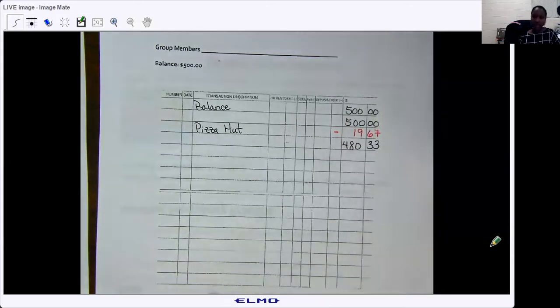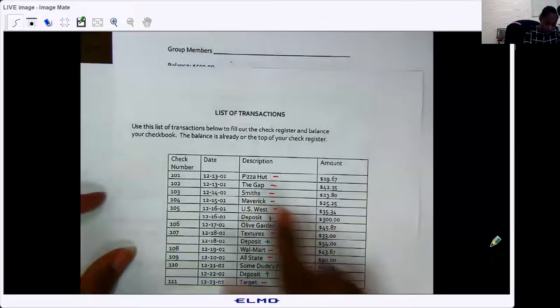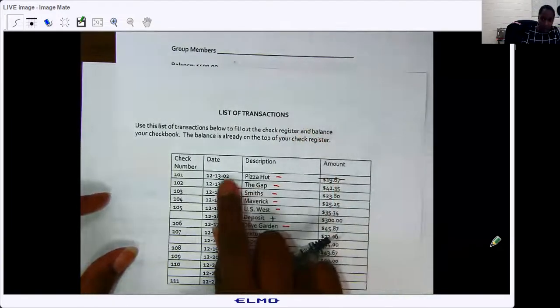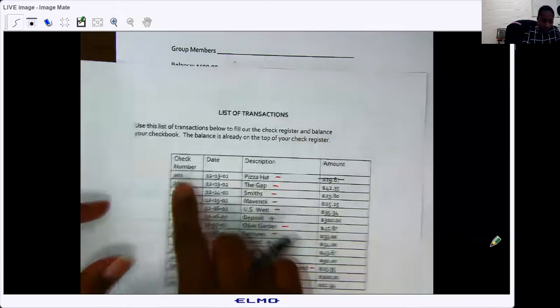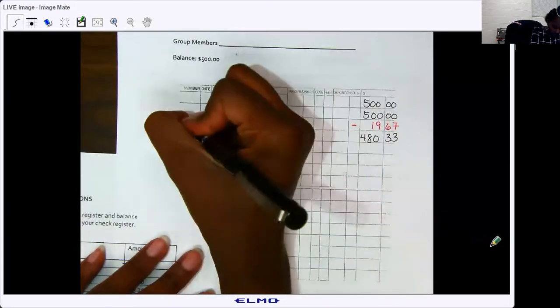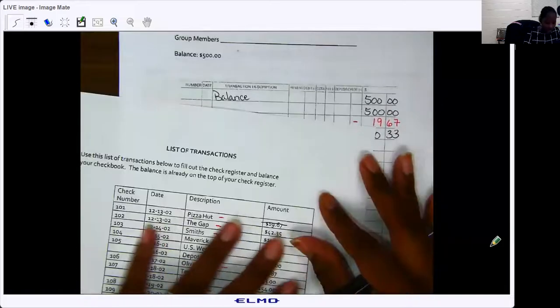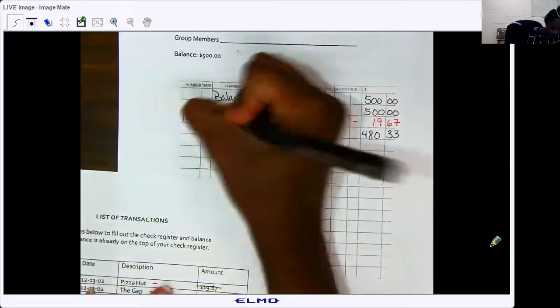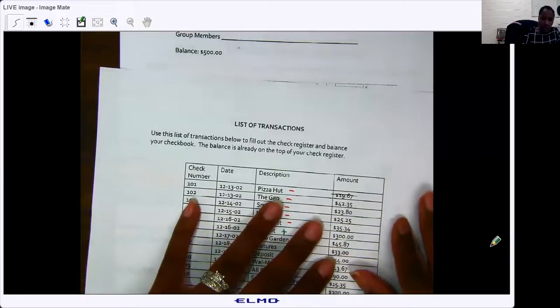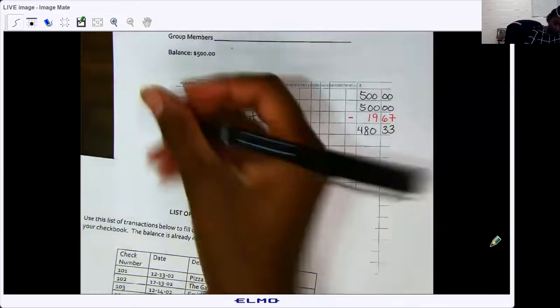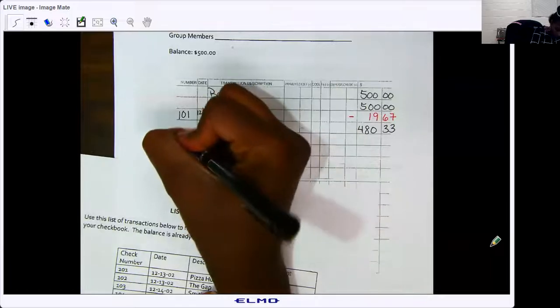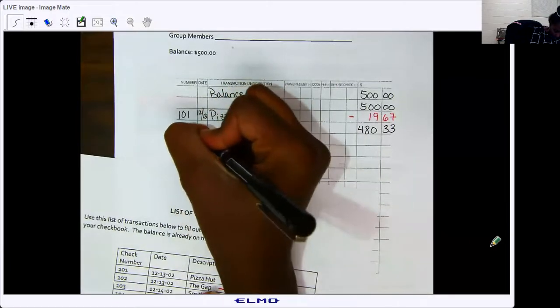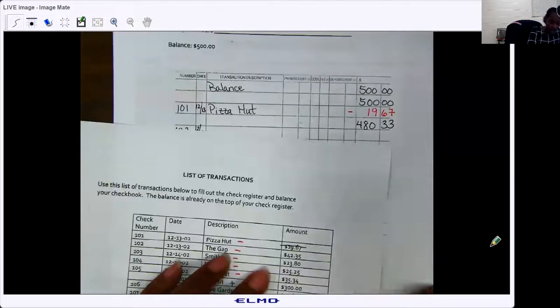$480.33. Okay, that's my new balance. Our next transaction, so I'm going to go ahead and line that out. Our next transaction said I was at the Gap. So let's go ahead and put our check number for the previous one. 101 was the Pizza Hut, and that said it was 12/13. And our next transaction says 102, also on 12/13. So 102, 12/13, and this one is at the Gap.